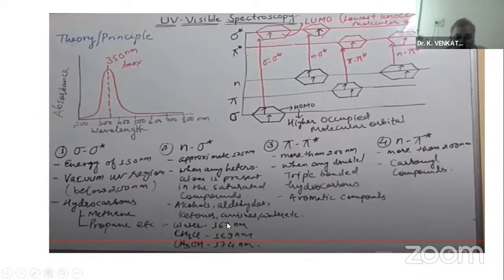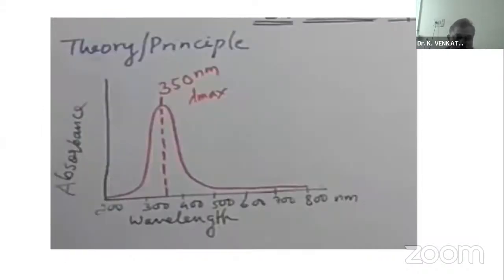And the pi to pi star transitions occur at more than 200 nanometers, for any double or triple bonded hydrocarbons and aromatic compounds. And the n to pi star transitions also occur at more than 200 nanometers, for example in carbonyl compounds, the heteroatom with the unsaturated group.